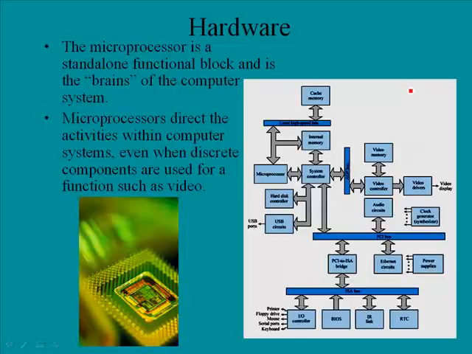Okay, next item, microprocessors. The microprocessor is a standalone functional block and is the brains of the computer system. And so here we have a nice little image of a microprocessor, and actually the microprocessor, the actual chip is right here, and you can see these little hairline wires that are connecting to it, and then those wires connect to these pins, which would actually plug into the circuit board.